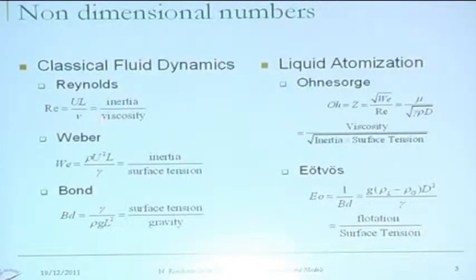Let me recall, some slides are very pedagogical, so let me recall the few numbers which are used in atomization. In classical fluid dynamics, we use the Reynolds number, which is the ratio between inertia and viscosity, and the Weber number, which is the ratio of inertia and surface tension. But strangely, in atomization, we don't use these two numbers.